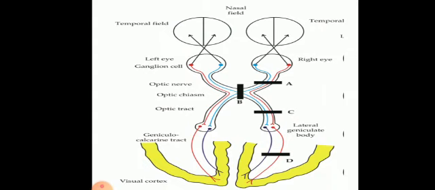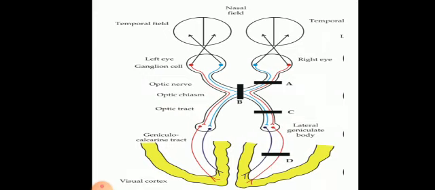So visual sensations arise in the rods and the cones, and whatever sensations arise in the rods and the cones are transmitted to the bipolar cells, which convey the sensation to the ganglion cells. Now from the retina, the fibers of the ganglion cells congregate to form the optic nerve as they come out through the optic disc.